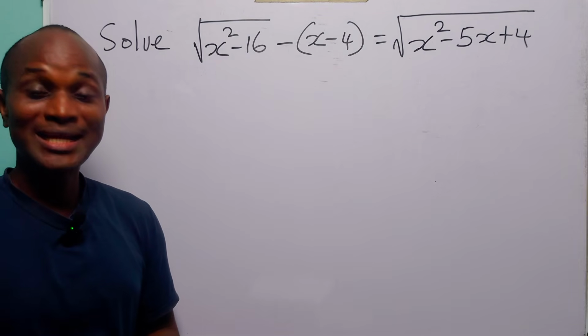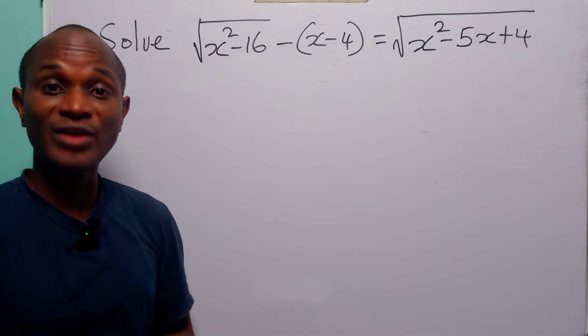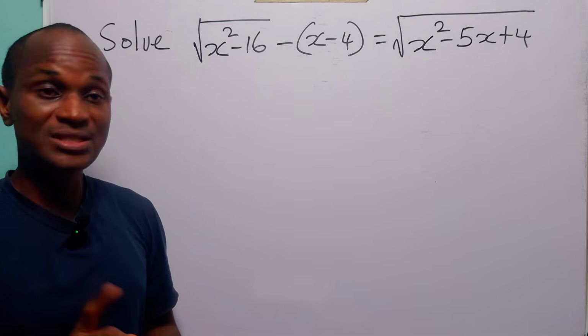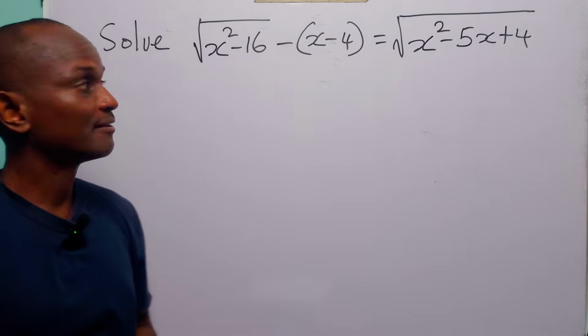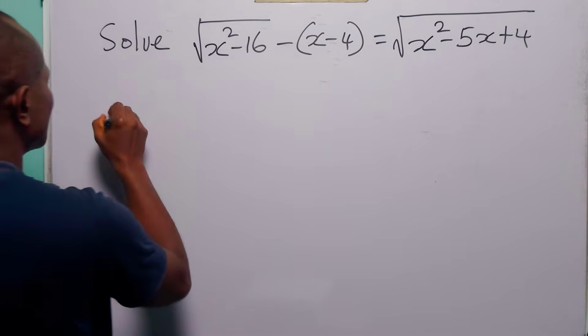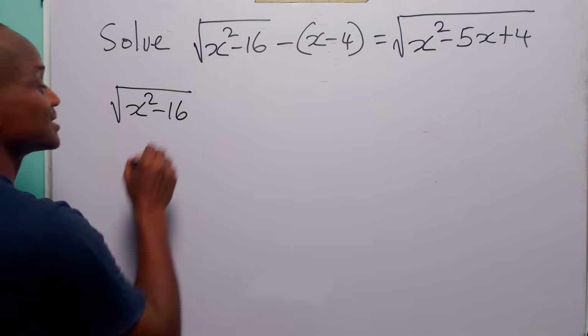Hello and welcome. In this math tutorial, our task is to solve this radical equation for real values of x. And we are going to start by looking at these three terms, one after the other. Now here we have the square root of x squared minus 16.